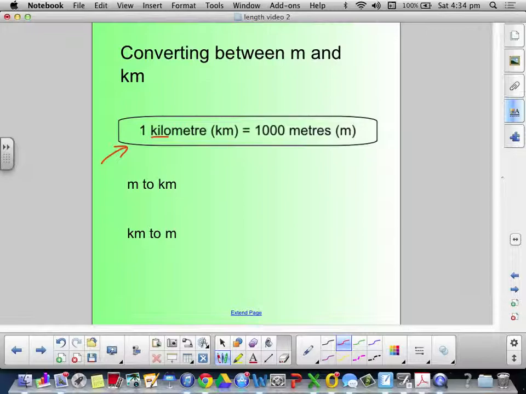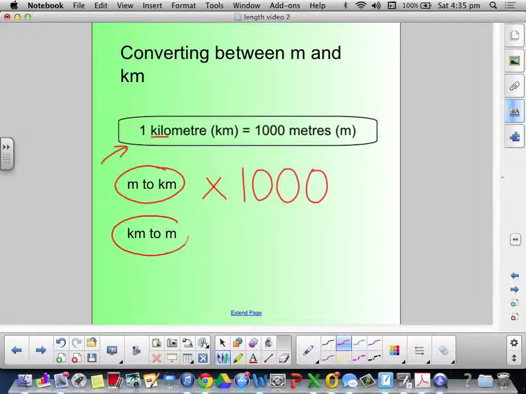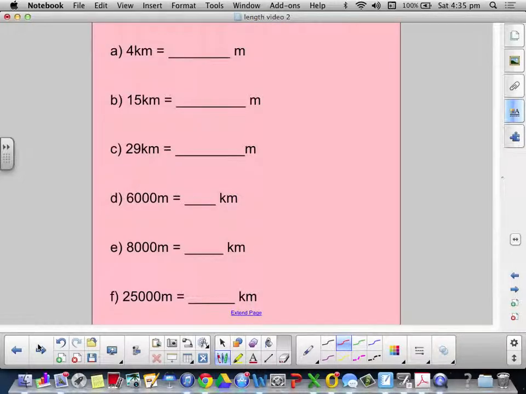So when we go from metres to kilometres, when we convert, what do you reckon we do? We're multiplying because we're getting bigger. By 10, by 1,000, aren't we? We're multiplying by 1,000. It's like adding 3 zeros on the end, isn't it? When we're going from kilometres to metres, we are going back the other way. So we're dividing by 1,000. All right, let's have a look at some examples together.